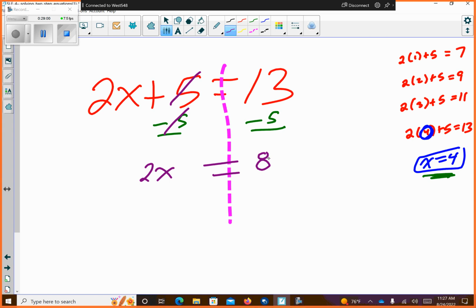All right, and then, hey, that looks like a one-step equation now. What do you think? Go ahead. Divide by 2. Good job, both of you. So if I divide both sides by 2, those cancel, and x equals 4. Wait a minute, that's the same answer I got on both.